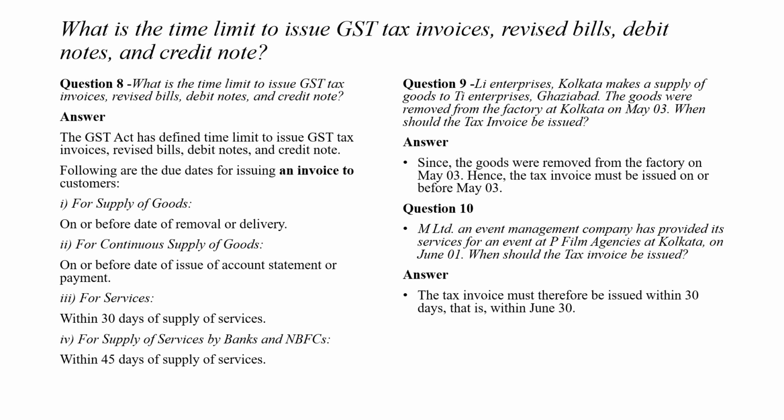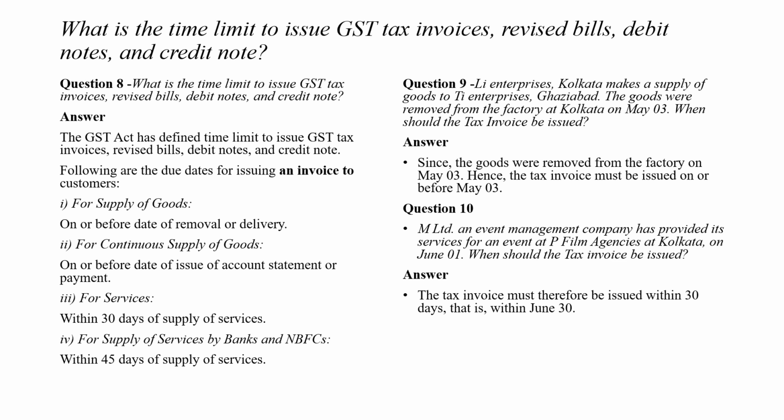First, for supply of goods, on or before the date of removal or delivery. Second, for continuous supply of goods, on or before the date of issue of account statement or payments. Third, for services, within 30 days of supply of service. For supply of service by banks and NBFCs, within 45 days of supply of services. Interesting.